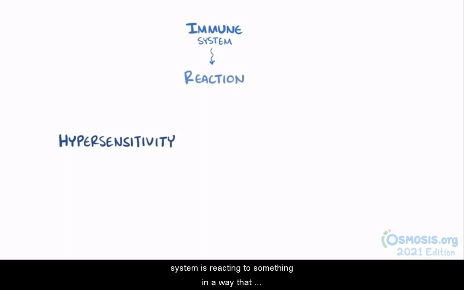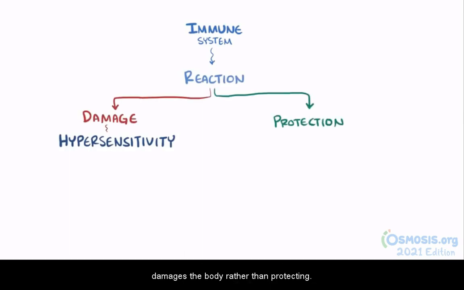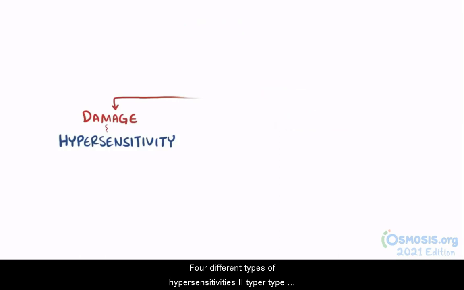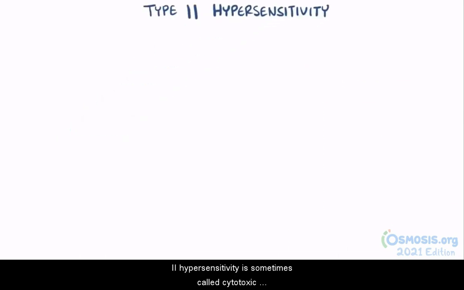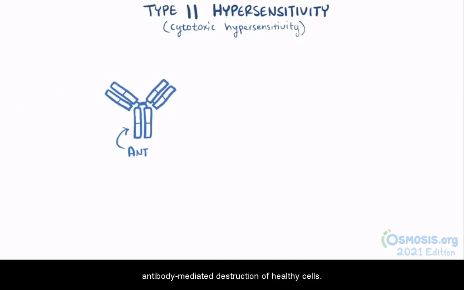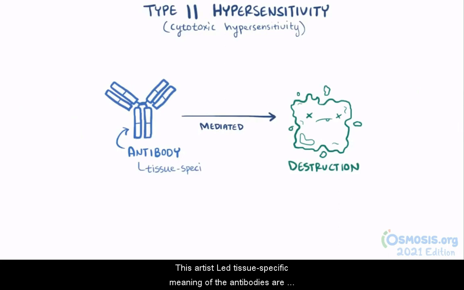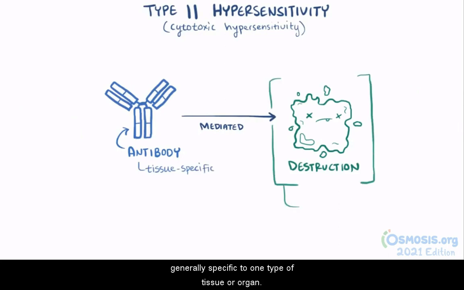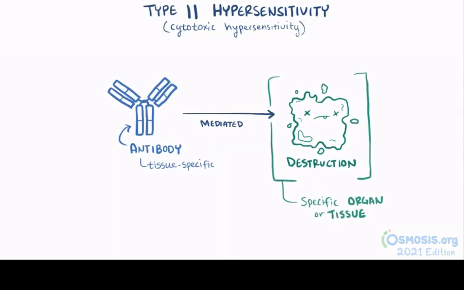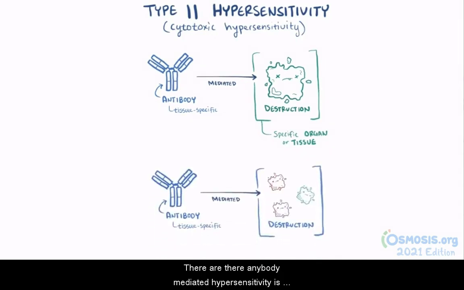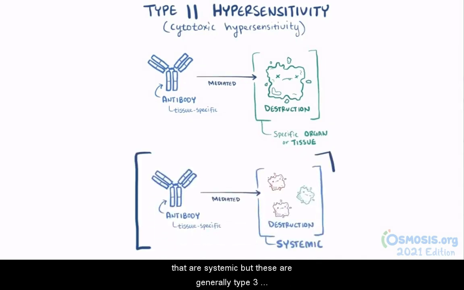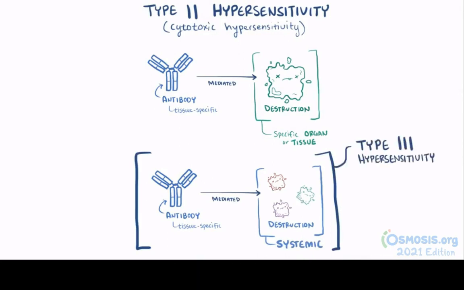Having a hypersensitivity means that the immune system is reacting to something in a way that damages the body rather than protecting it. There are 4 different types of hypersensitivities, and the second type, or type 2 hypersensitivity, is sometimes called cytotoxic hypersensitivity because a lot of disorders caused by this hypersensitivity involve antibody-mediated destruction of healthy cells. These disorders tend to be tissue-specific, meaning that the antibodies are generally specific to one type of tissue or organ. There are other antibody-mediated hypersensitivities that are systemic, but these are generally type 3 hypersensitivities.